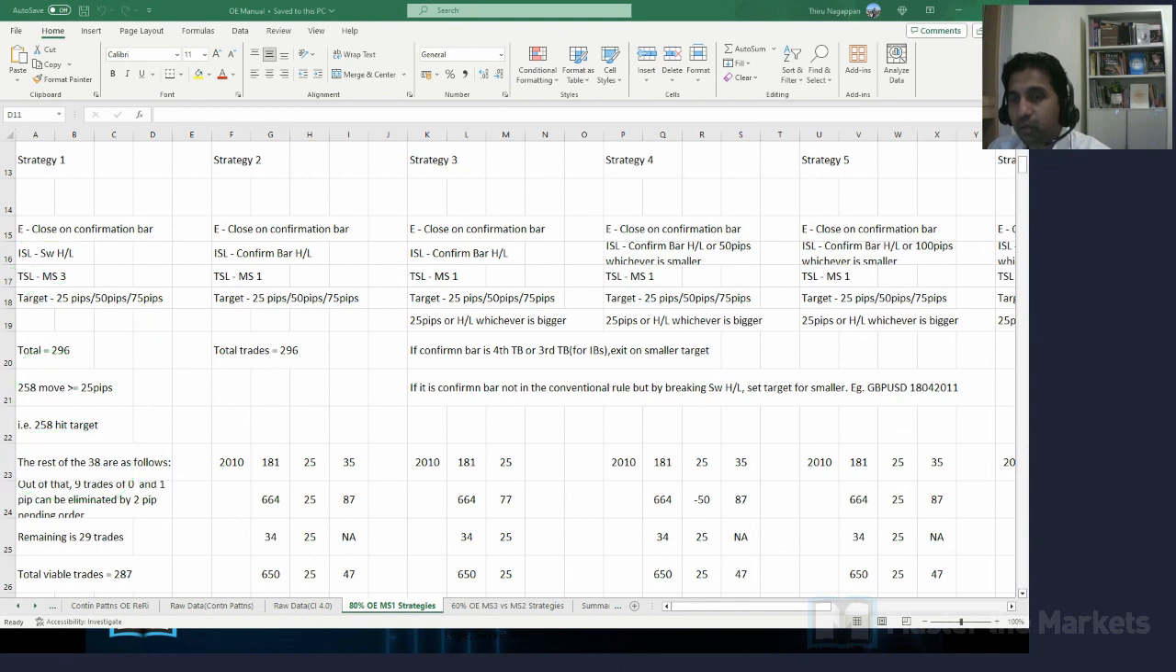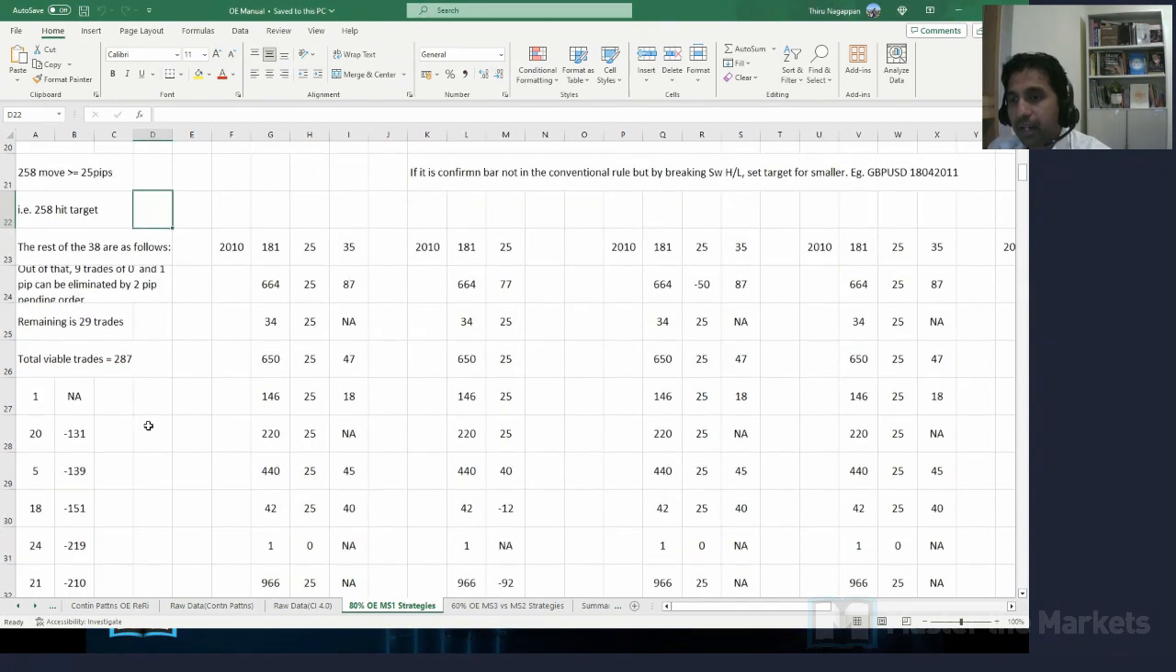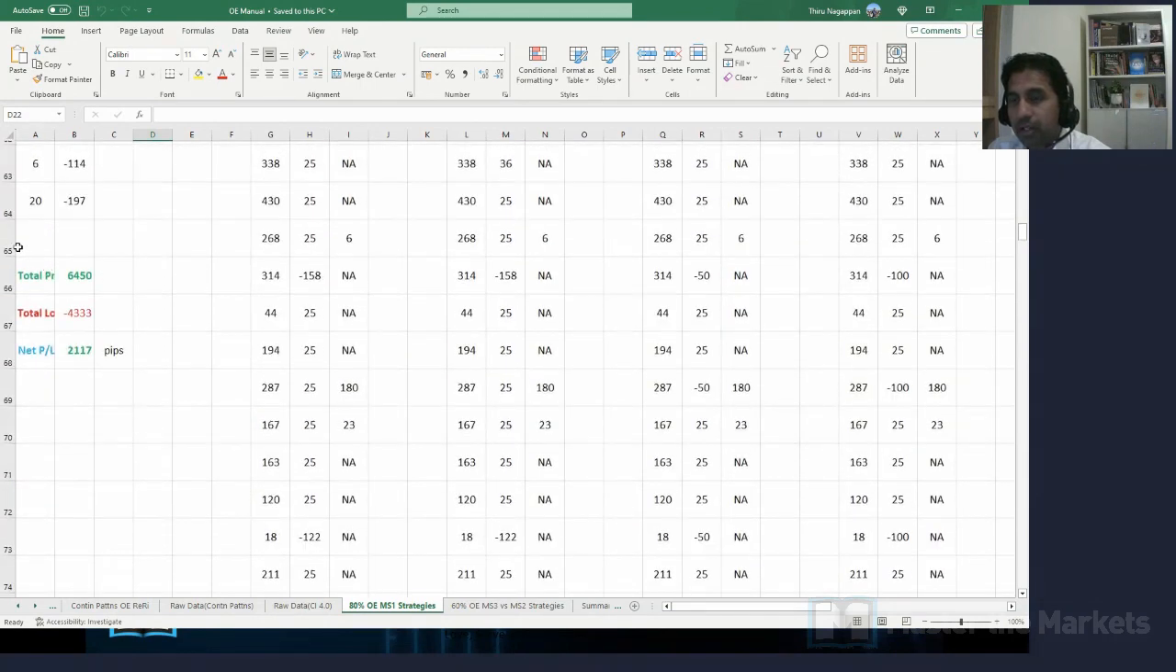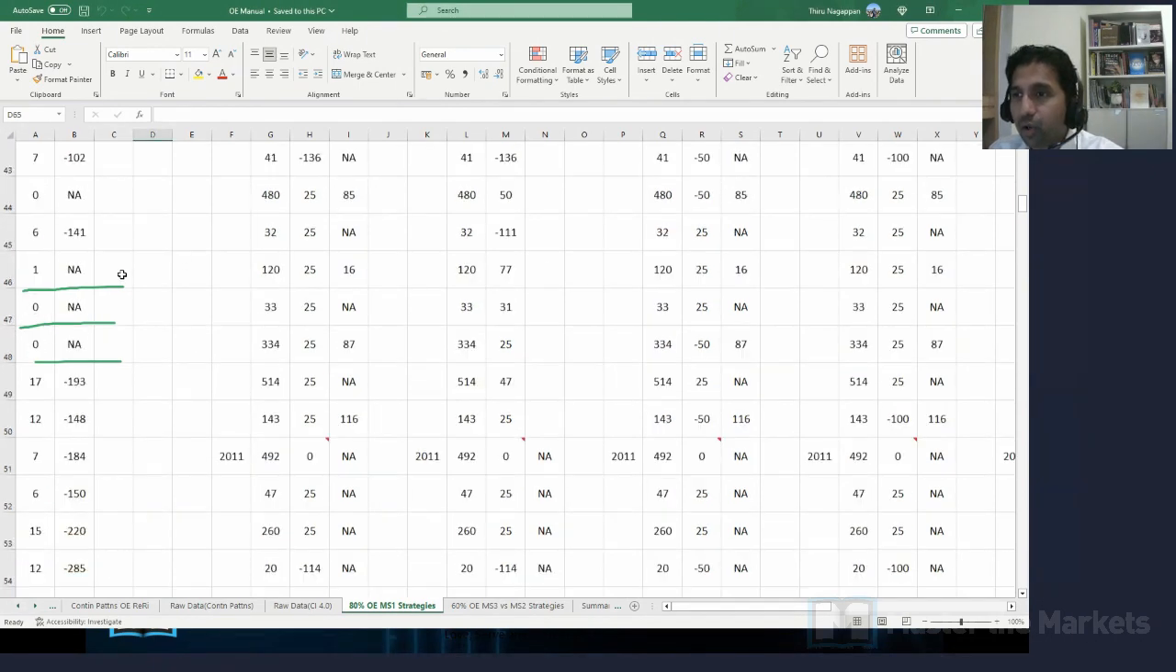Then I calculate my total gross loss. When I analyze all of that, my TGP and TGL is as such over a 10-year period: 6450, total loss 4333, and then net profit and loss 2117. So that's what we are getting over there in our constant, right?